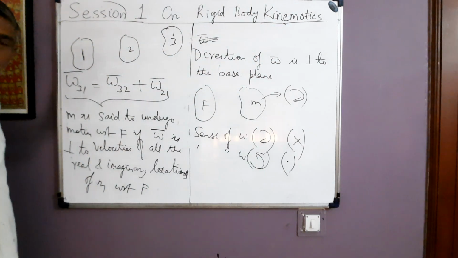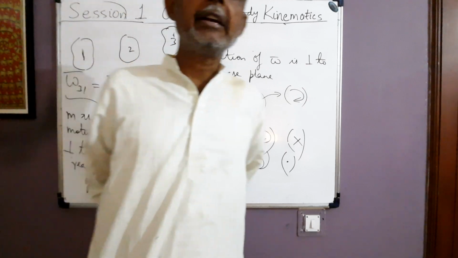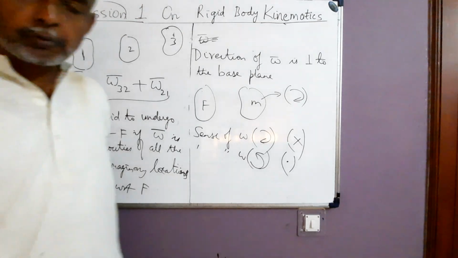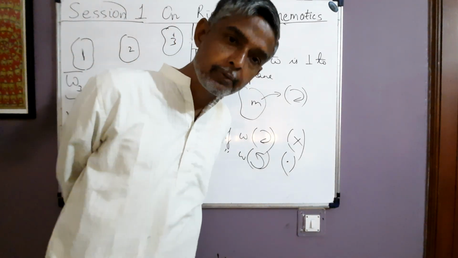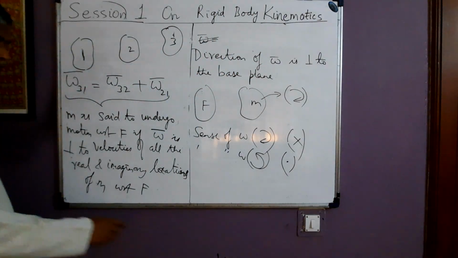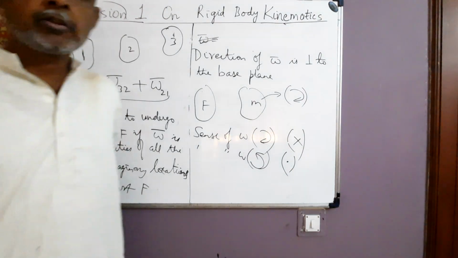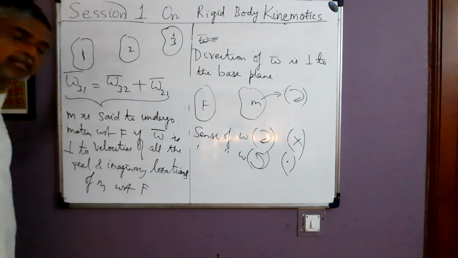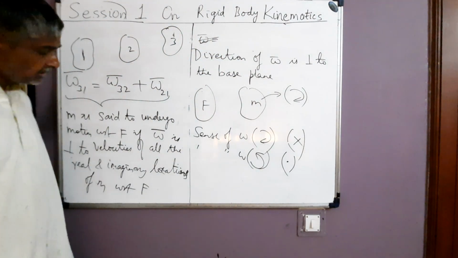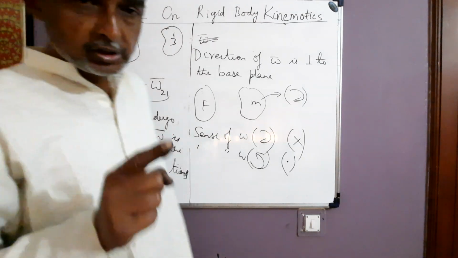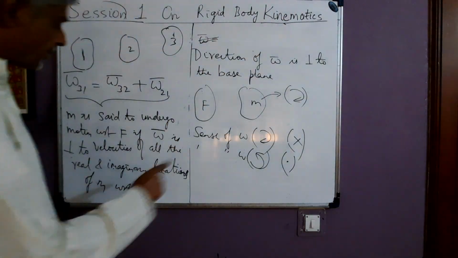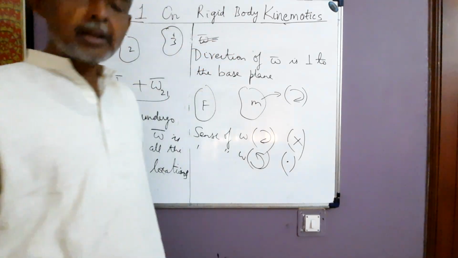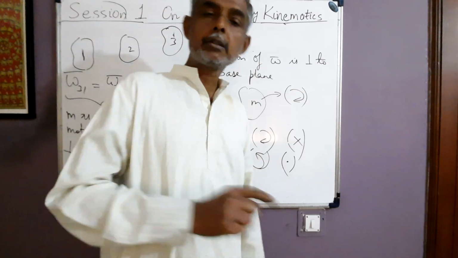It's true both ways. If m undergoes plane motion with respect to f, then at any instant of time, angular velocity of m with respect to f, that is vector omega, is perpendicular to velocities of all the real and imaginary locations of m with respect to f. And converse is also true. If vector omega is perpendicular to velocities of all the real and imaginary locations of m with respect to f, then m undergoes plane motion with respect to f. It's true both ways. Fine. This is the exact definition of plane motion in terms of angular velocity and linear velocities.